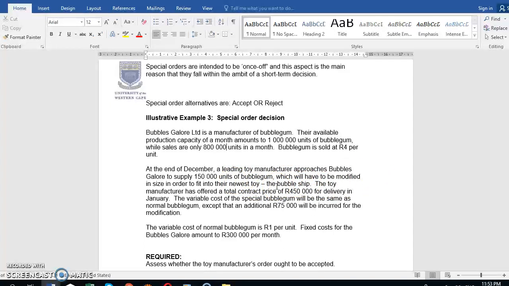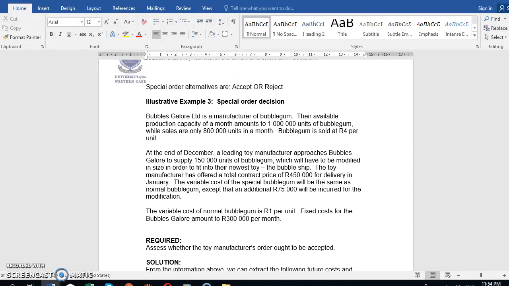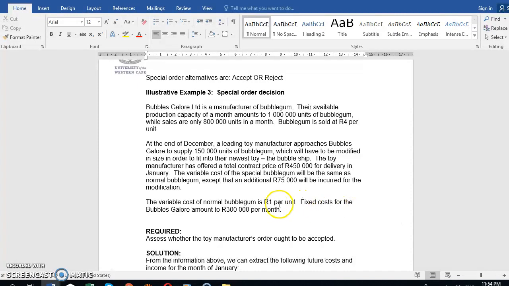The bubble ship. The toy manufacturer has offered a contract price of 450 for delivery in January. The variable cost of the special bubblegum will be the same as the normal bubblegum, except that an additional 75,000 will be incurred for the modification. The variable cost for the normal bubblegum is 1 rand per unit. Fixed costs for Bubbles Galore amount to 300,000 per month. What we are required to do is assess whether the toy manufacturer's order ought to be accepted.